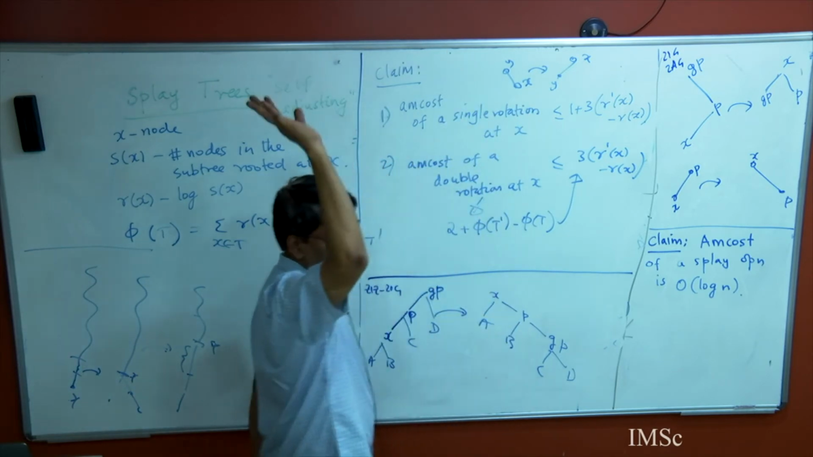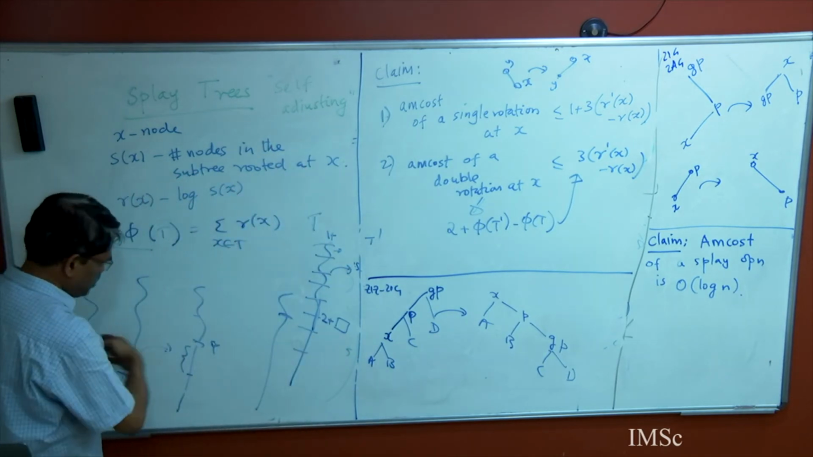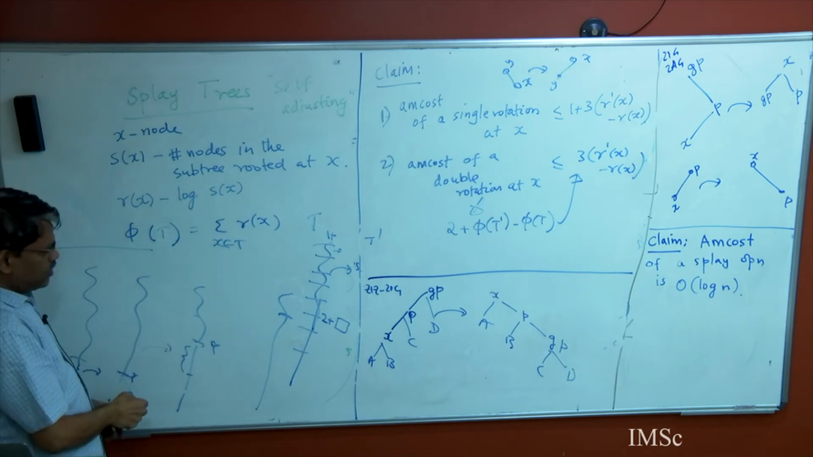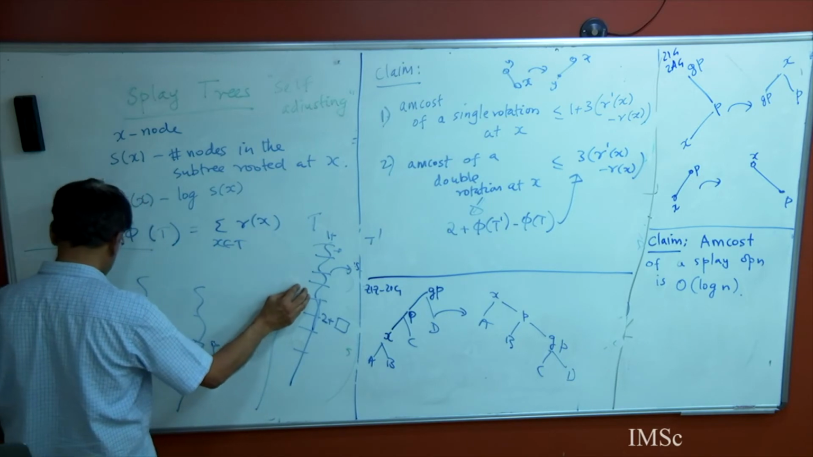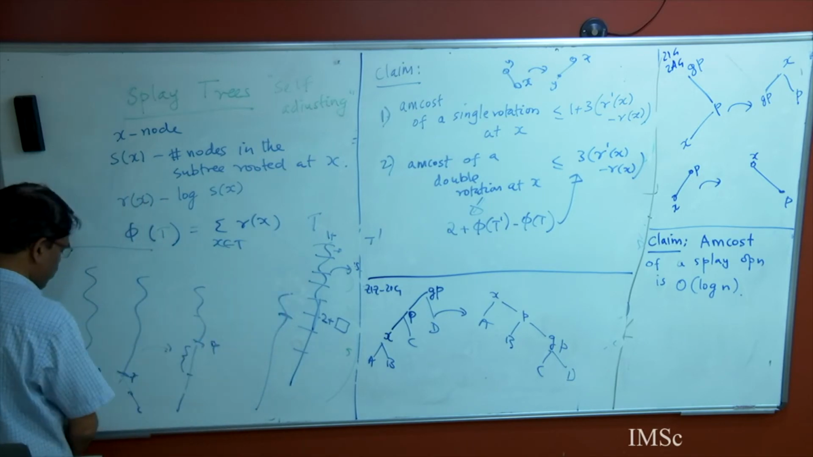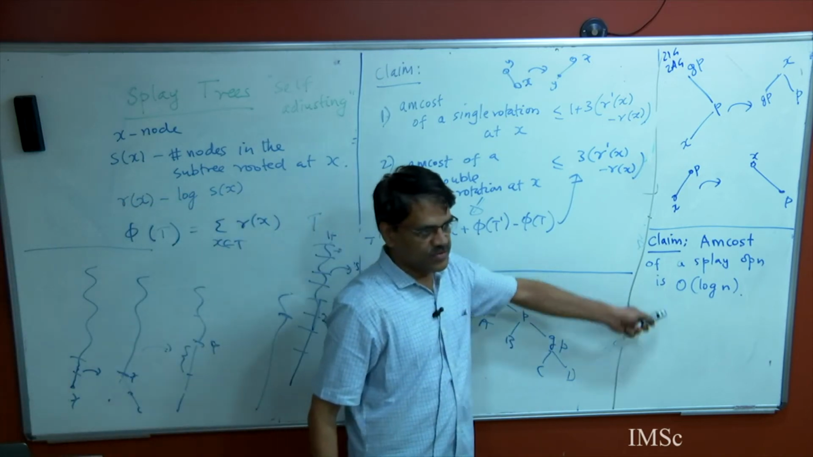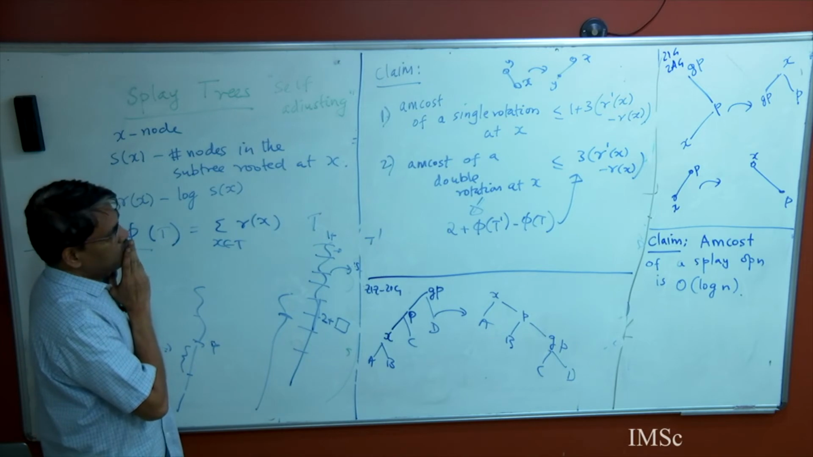So overall, the amortized cost would be the actual cost, which is length of the path, where it's all accounted for in the amortized cost here, plus 3 times the rank of this node minus the rank of this. I even ignore this, and this rank is at most n, so that gives you 3 times log n. Okay. So now let's try and show this.